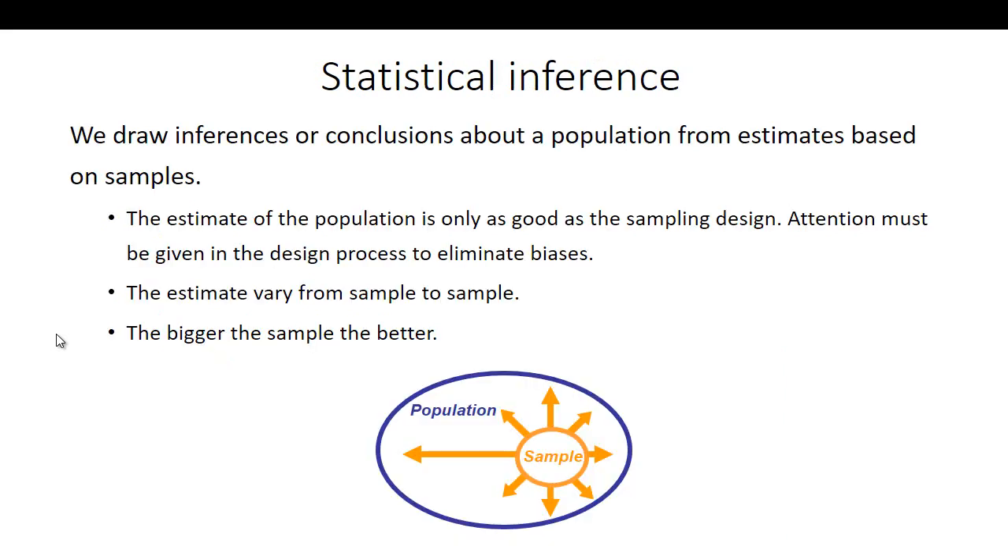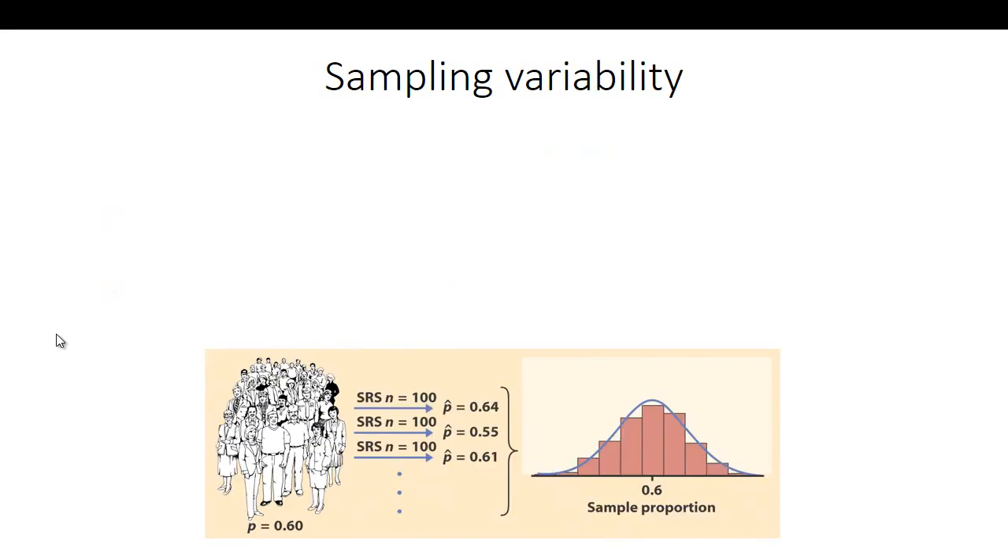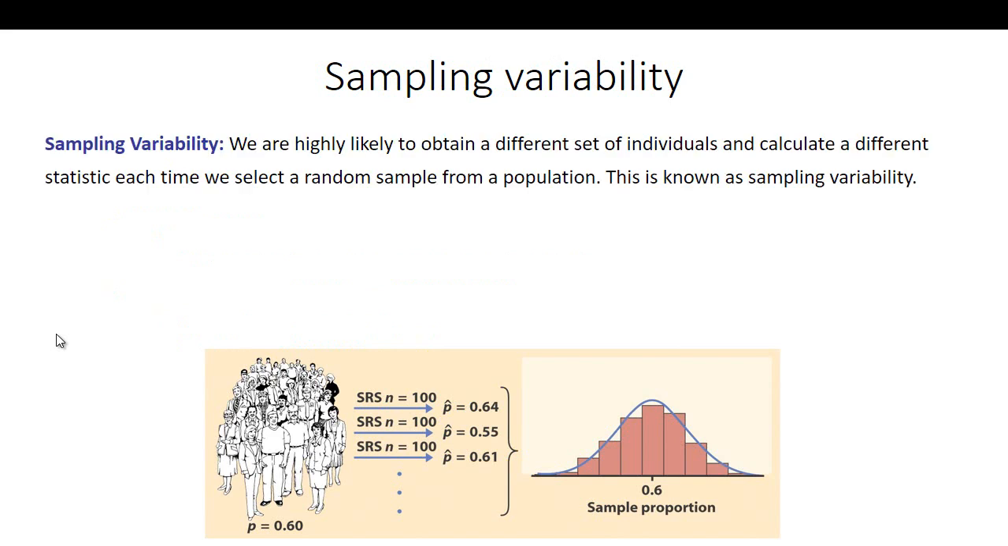So as I said, the estimate will vary from sample to sample. So there is this sampling variation, and the sampling variability is simply talking about the variation we see from sample to sample. We are highly likely to obtain a different set of individuals and calculate a different statistic each time we select a random sample from a population, and this is known as sampling variability.